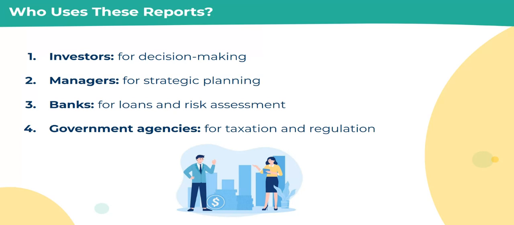A fourth group on our list for this part of the lesson is government agencies. So we have government agencies for taxation and regulation. They might want to check some of our financial statements and documents for taxation and regulation purposes. Okay, so those are people who use these reports.